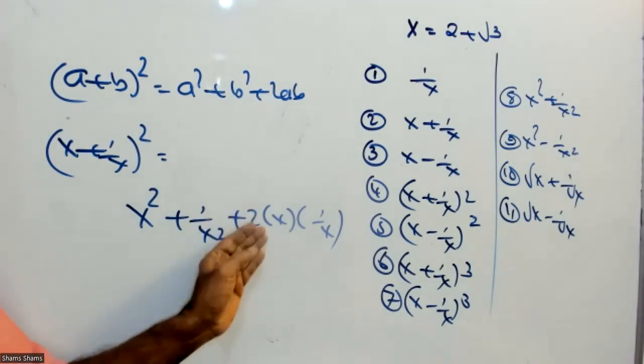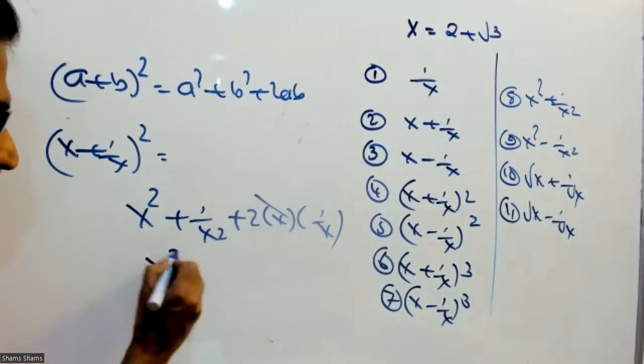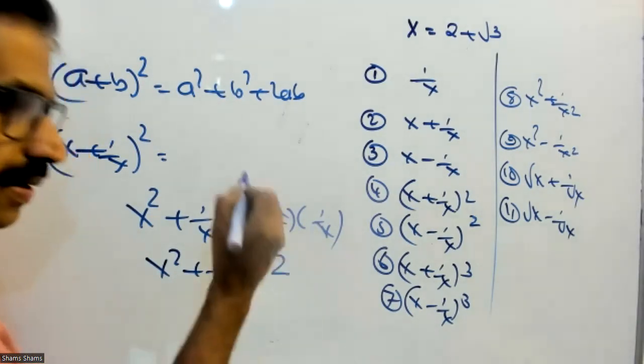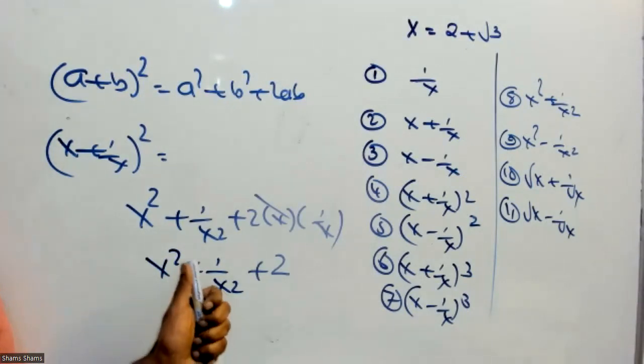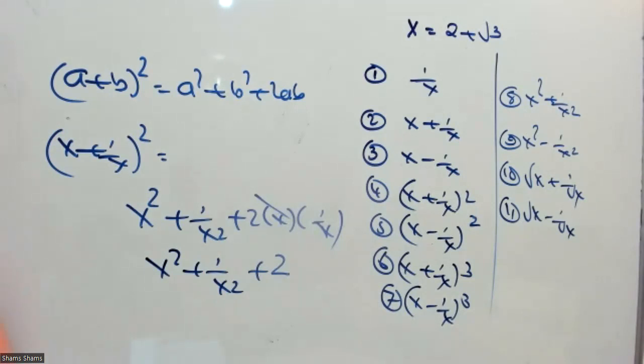a square plus b square plus 2 into a into b. This one we can cancel. So that means x square plus 1 by x square plus 2, right? Okay, write that. x plus 1 by x whole square equal to x square plus 1 by x square plus 2 into x into 1 by x, equal to x square plus 1 by x square plus 2.